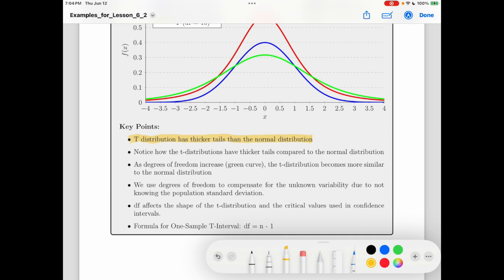That's just restating what I just said. As the degrees of freedom increase, the t-distribution becomes more similar to the normal distribution. We use the degrees of freedom to compensate for the unknown variability due to not knowing what the population standard deviation is. The degrees of freedom affect the shape of the t-distribution and the critical values used in the confidence intervals. And the formula for the degrees of freedom for a one-sample t-interval is n-1. So these are all the key points of information.